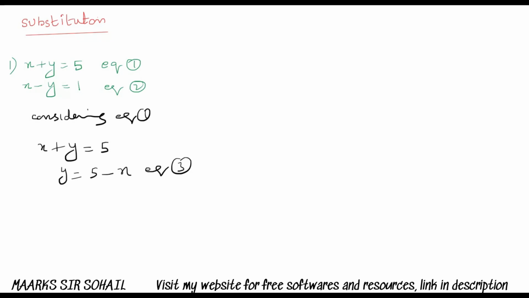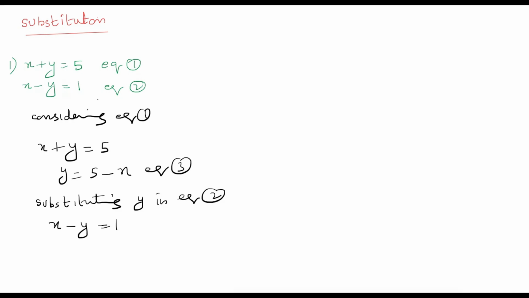So what I'm doing right now is just substituting. I'm writing it here, but again, you need not write it: substituting y in equation 2 because I have already considered equation 1. Equation 2 is x minus y is equal to 1, and I just have to replace the value of y. So I'll write x minus, and you can see that y is 5 minus x. So in place of y, I'll make a bracket and put the value 5 minus x.